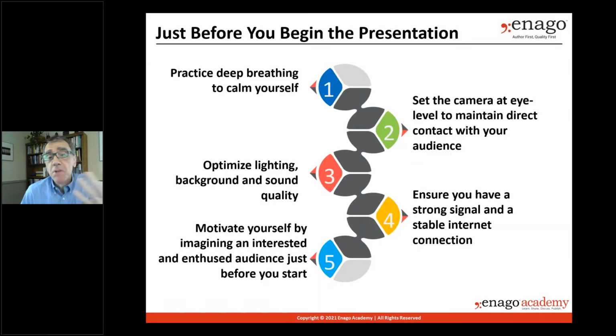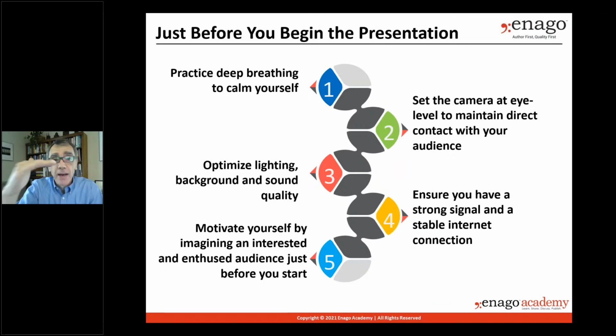These are just basic ideas for any public speaking opportunity. Breathe, catch yourself, calm yourself down. You want to optimize the lighting ahead of time, get your background together, and check your sound, and motivate yourself by imagining an interested audience. These are folks who I would like to spend time with. I would like them to be spending time with me.